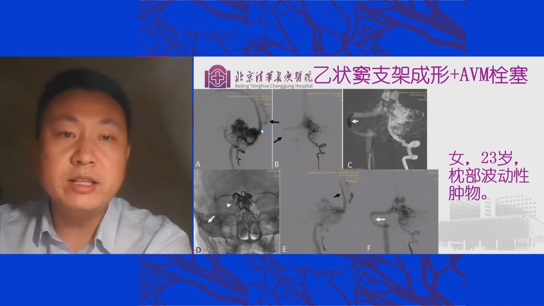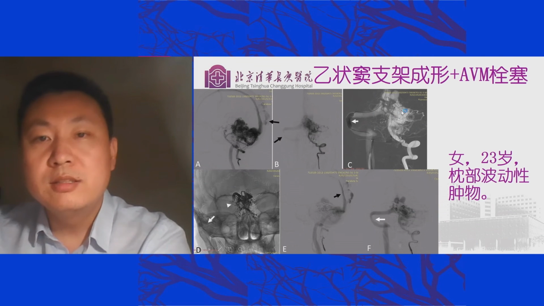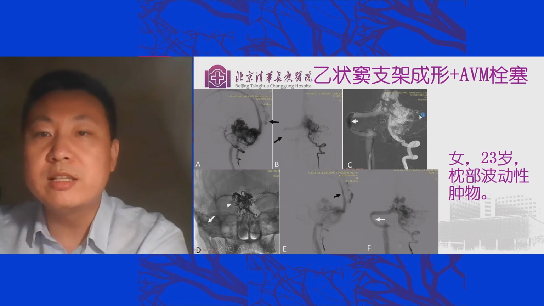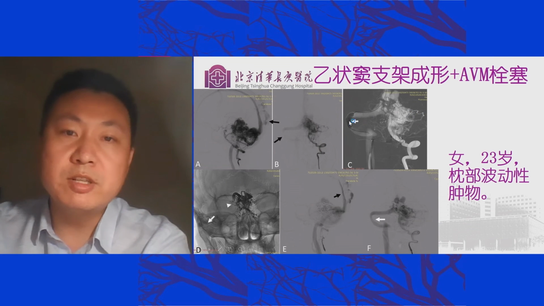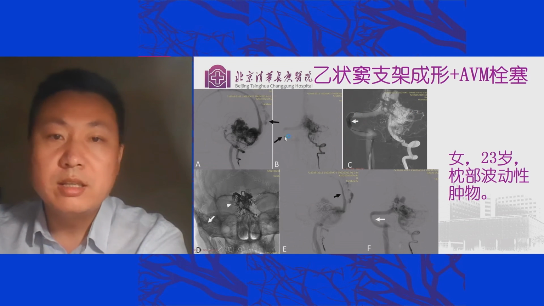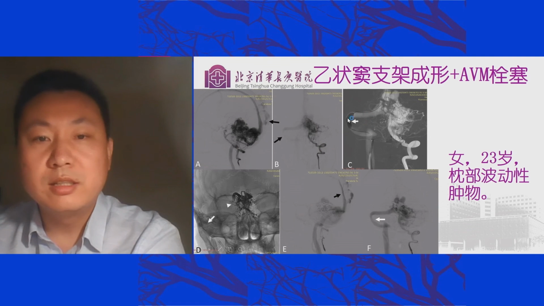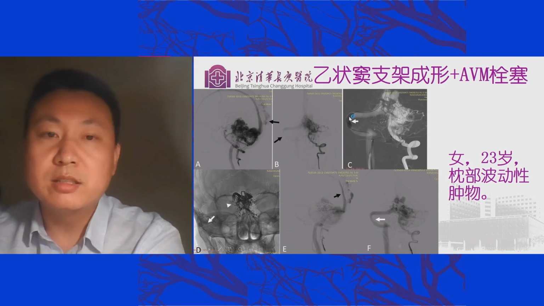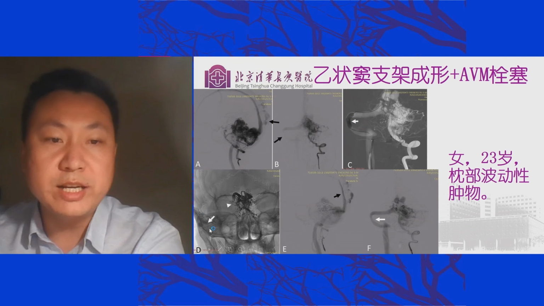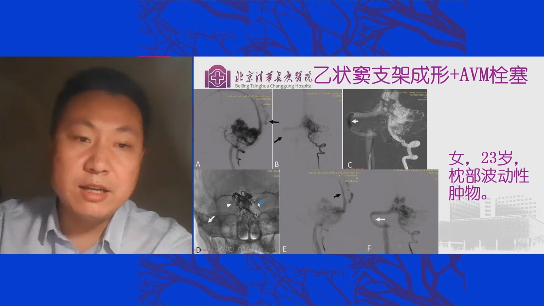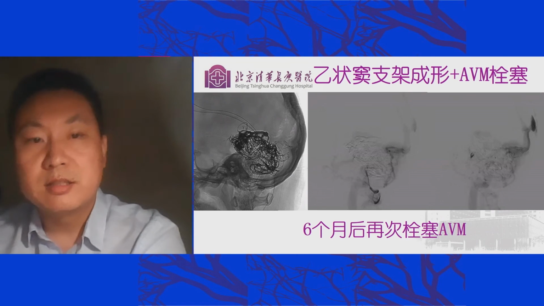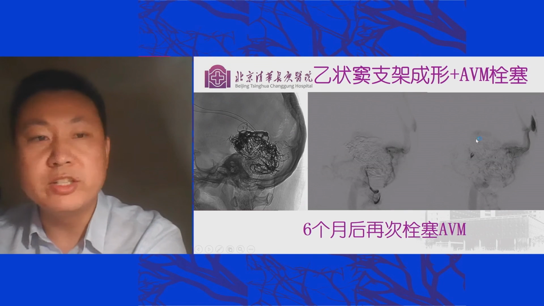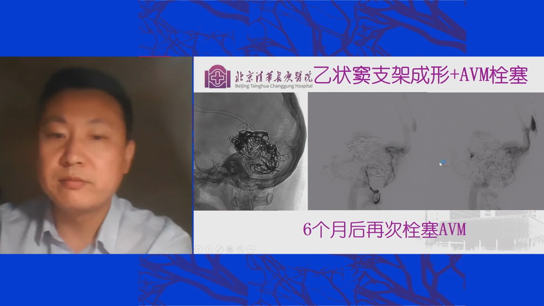This is a complicated case. The left transverse sinus is thrombosed, and the right transverse sinus is stenotic. First, we gave the right transverse sinus a balloon dilation and put in a stent. Then we embolized the AVM. After embolization, the AVM is nearly completely occluded.